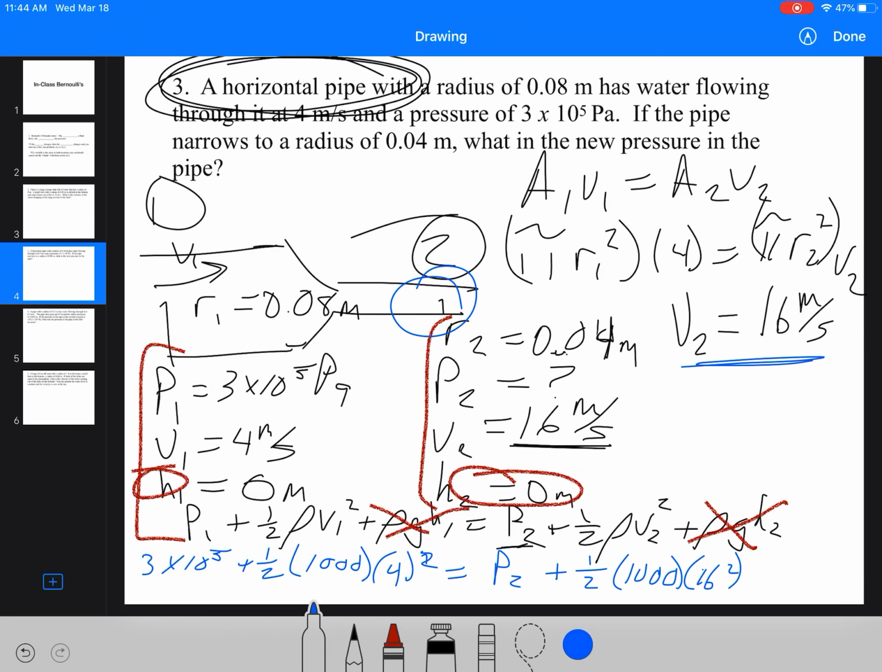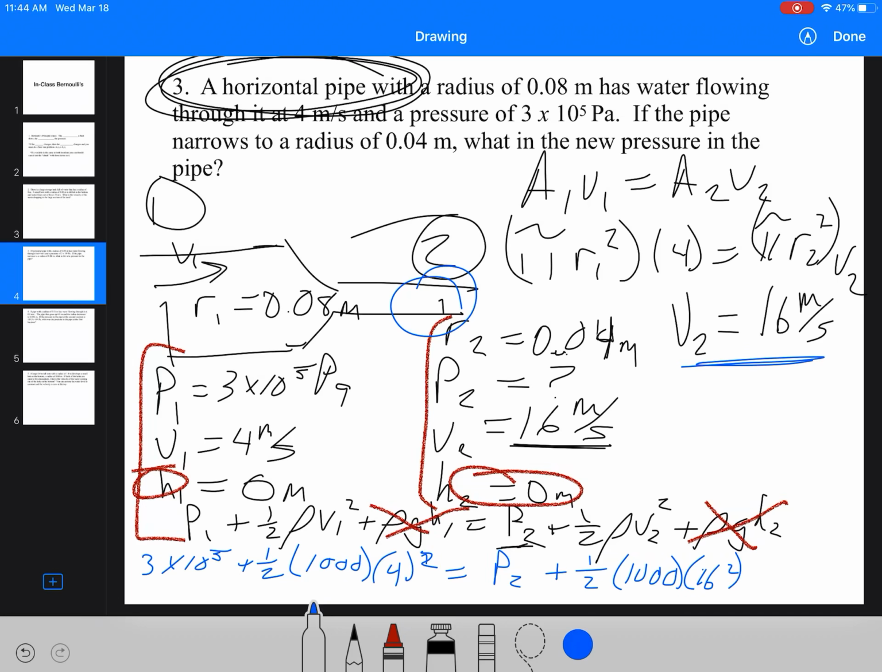We aren't changing anything except for the radius of the pipe because my height is constant. So the faster a fluid moves, the lower my pressure. So my P2 should be smaller than 300,000, the 3 times 10 to the 5th.